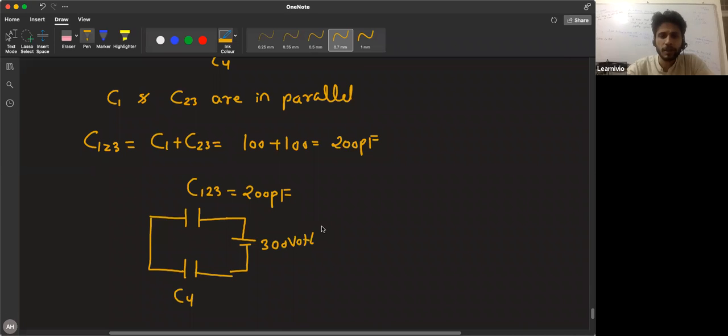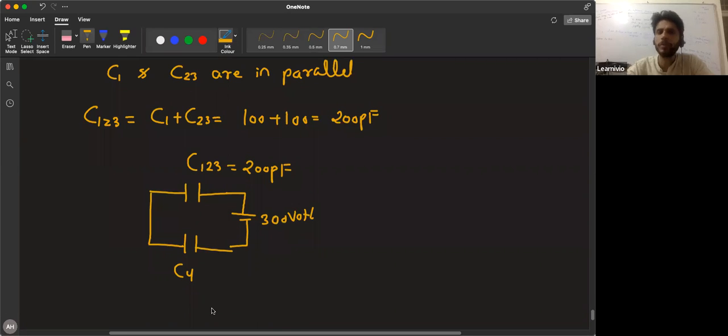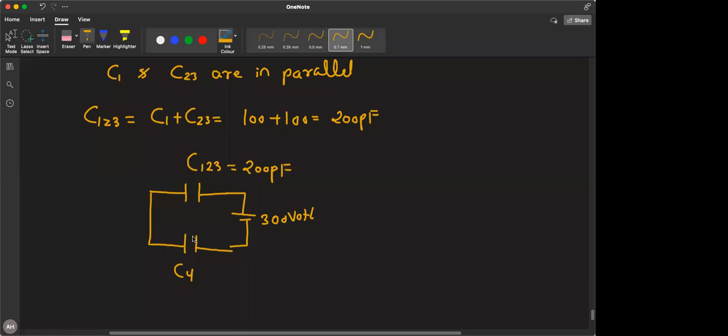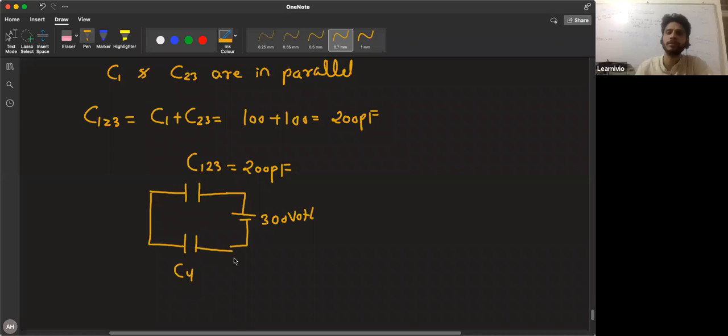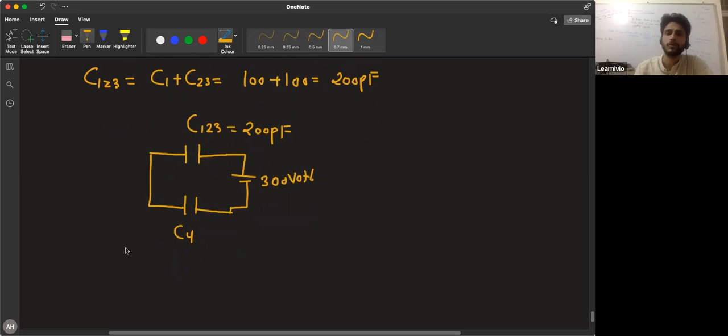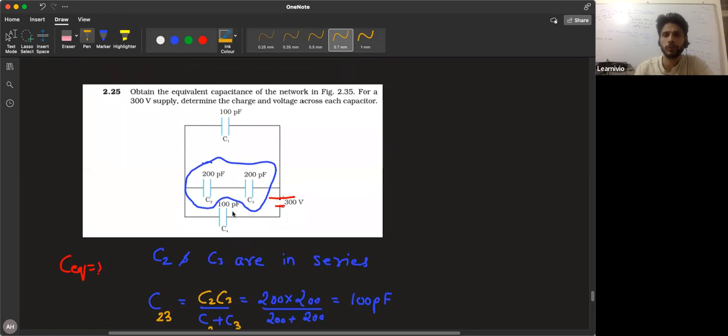Mazia, can you decide now what type of combination this C4 and C123 have? The series. Series, right? There is no branching. These two are connected in series. So how much is C4? C4 is 100 picofarad.